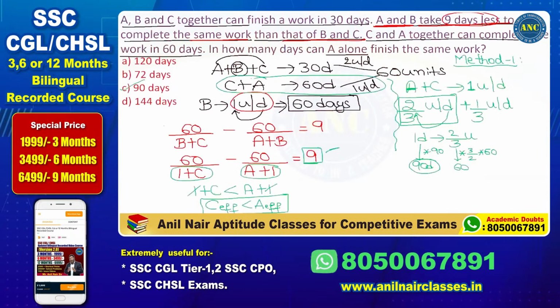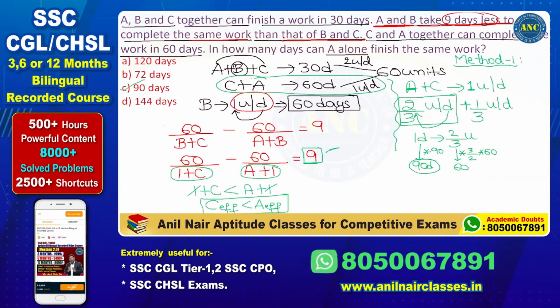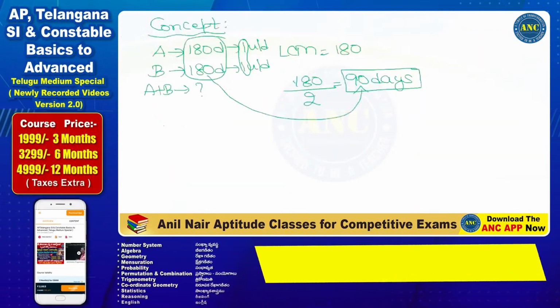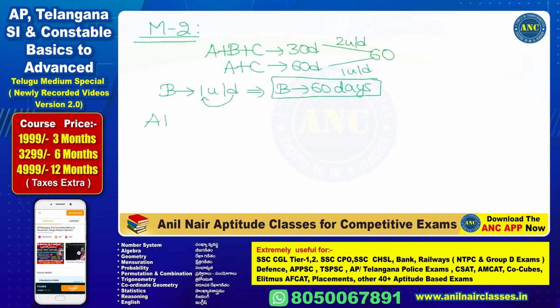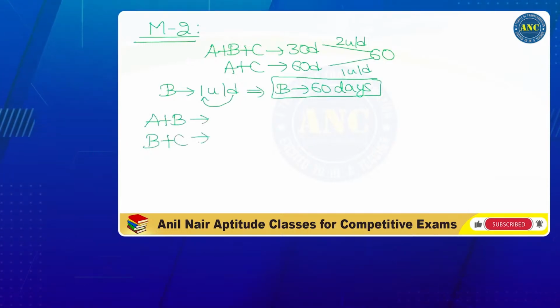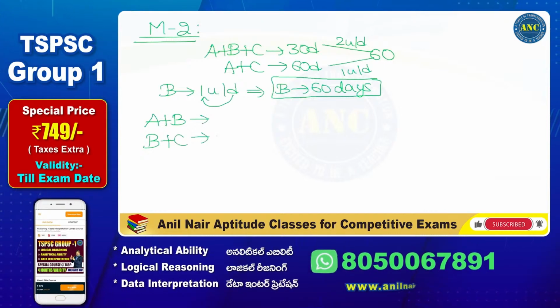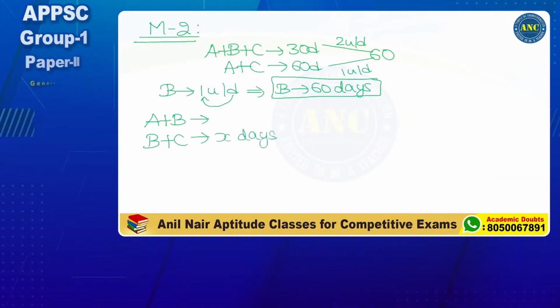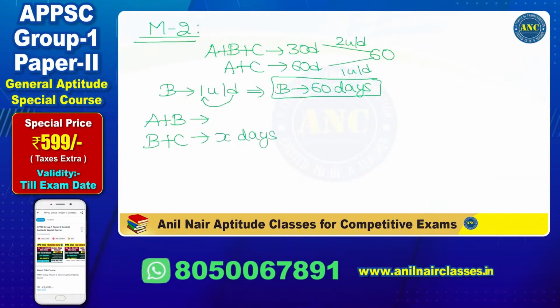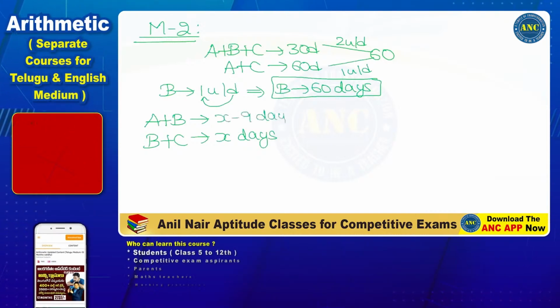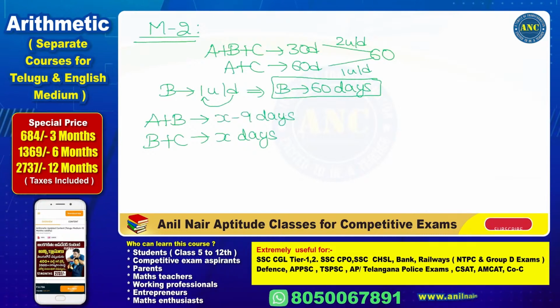Now see here, what else is given in the question? The question also says A and B take 9 days less to complete the same work than B and C. That means the difference between the days A and B take and the days B and C take is 9. I am just taking variables, but don't worry, we will not use variables to simplify actually. Suppose B and C take X days, then A and B will take 9 days lesser than X, so X minus 9 days to complete the work.